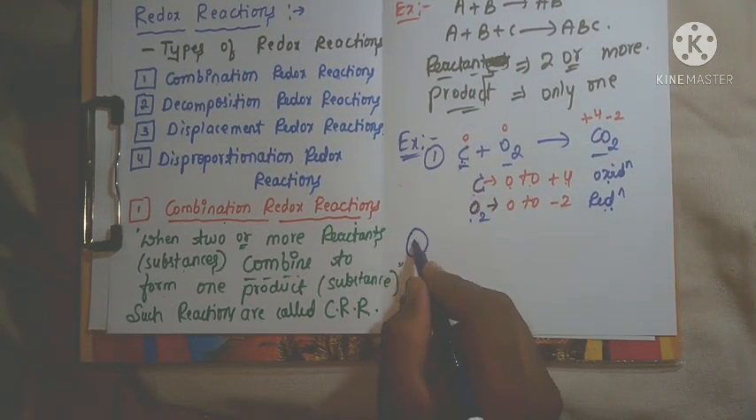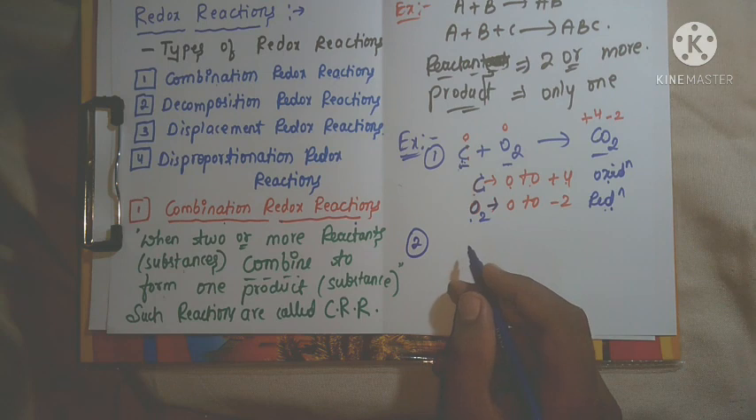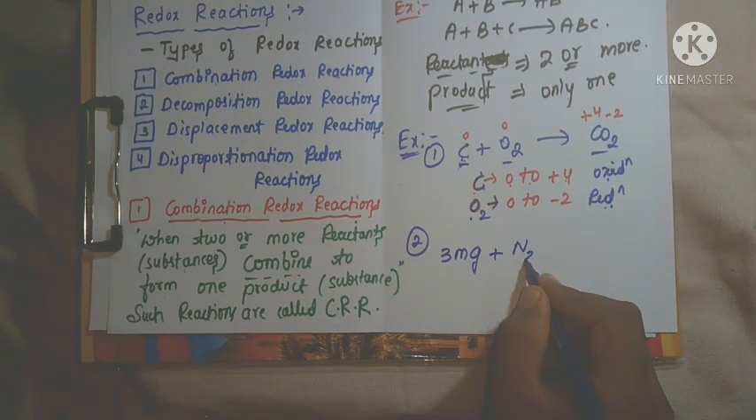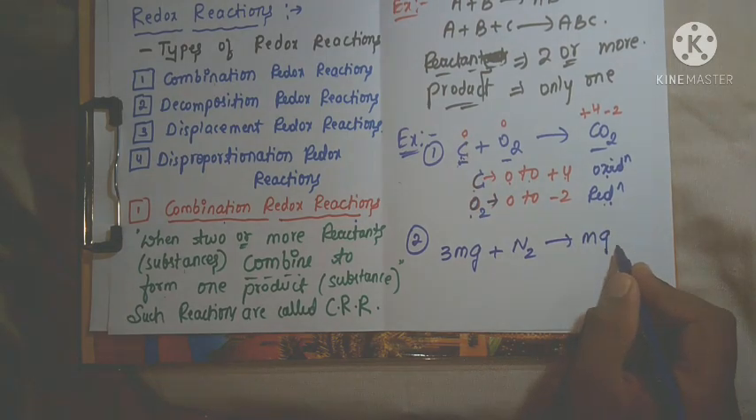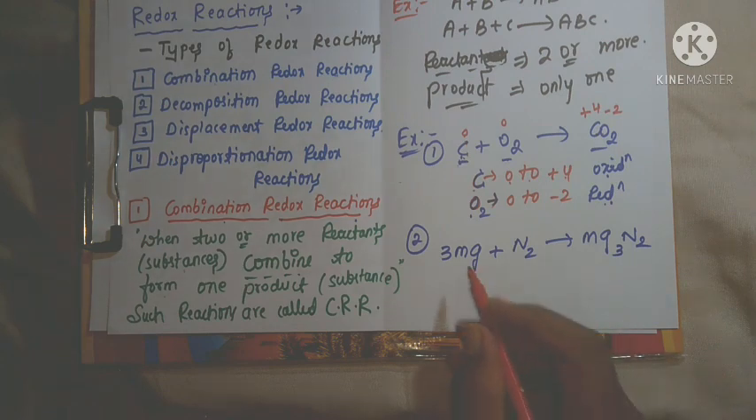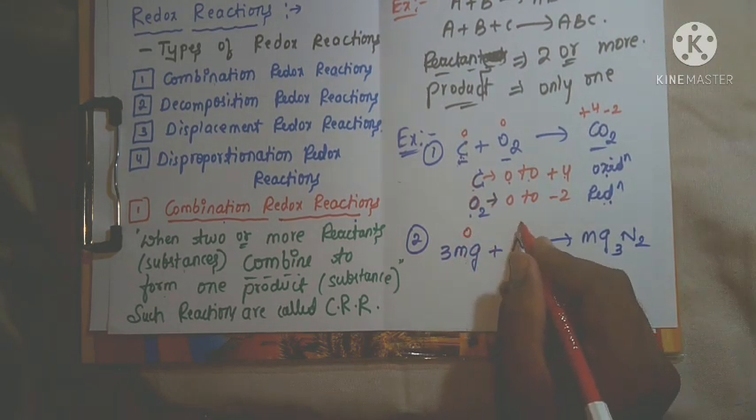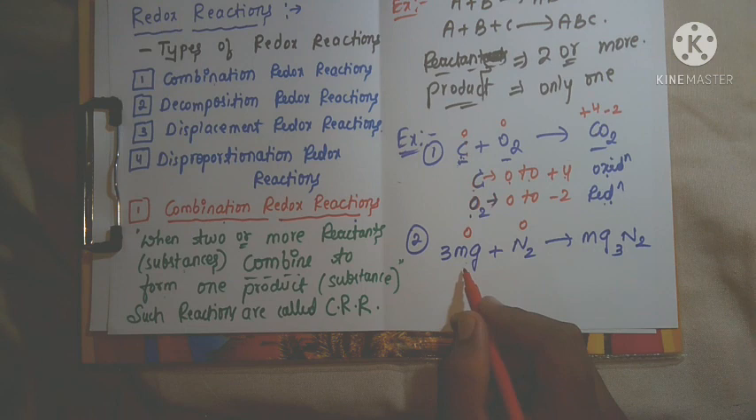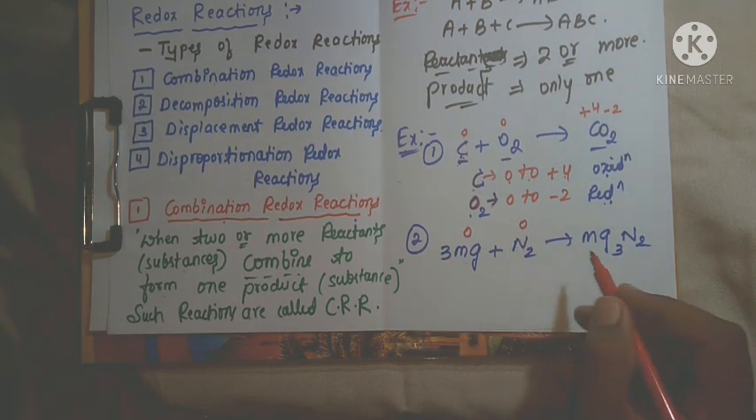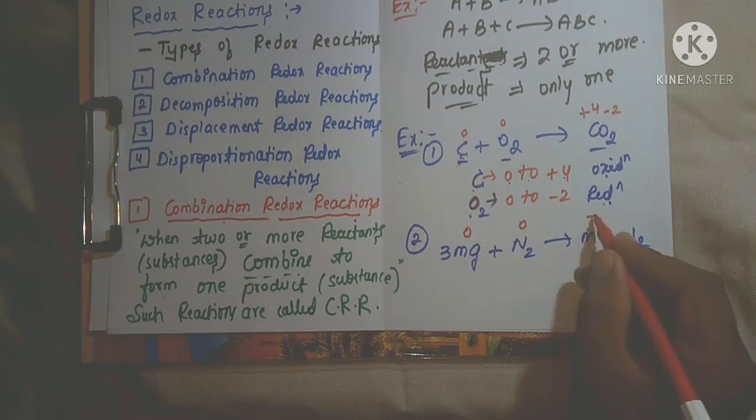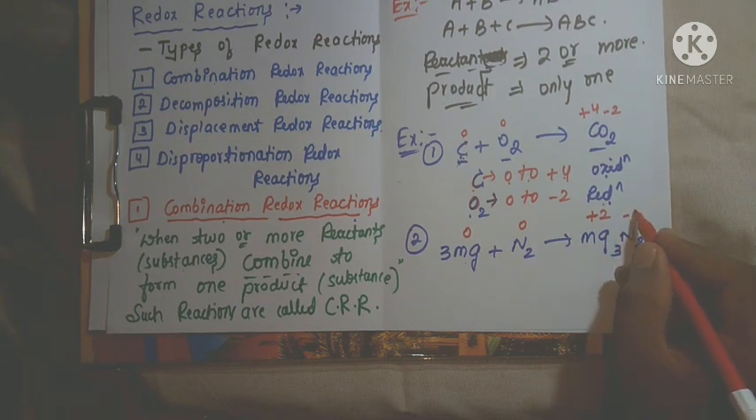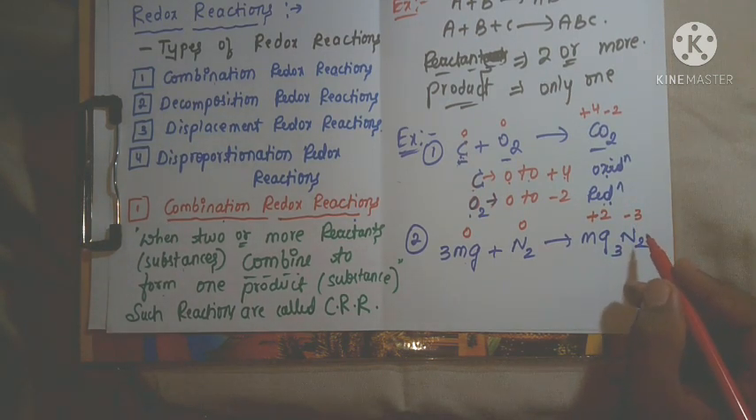This is example 1. Let us take another example, example 2: 3Mg plus N2 gives rise to Mg3N2. Now just check the oxidation numbers. For magnesium it is 0 and for nitrogen it is 0, because in the elemental state the oxidation number is 0. In the product, magnesium is in the second group, an alkaline earth metal, so its oxidation number is +2. Nitrogen's oxidation number, if you calculate, will be -3.